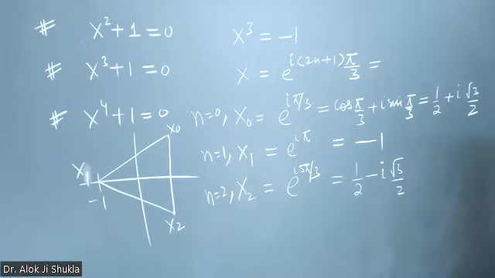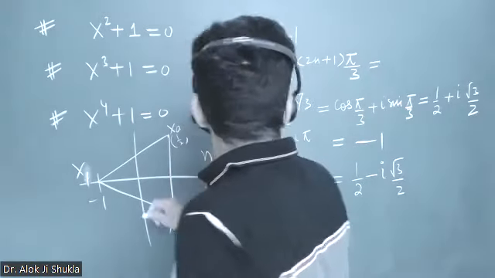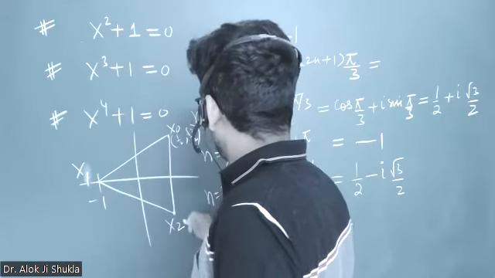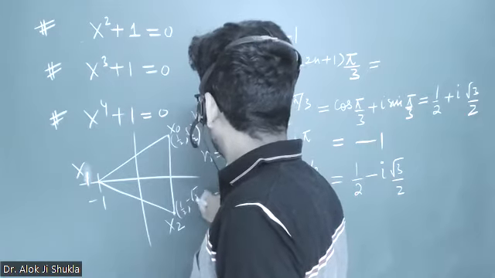Now, are you able to understand how I am writing this? On the Argand plane, this is 1 by 2 comma root 3 by 2, and this is 1 by 2 comma minus root 3 by 2.